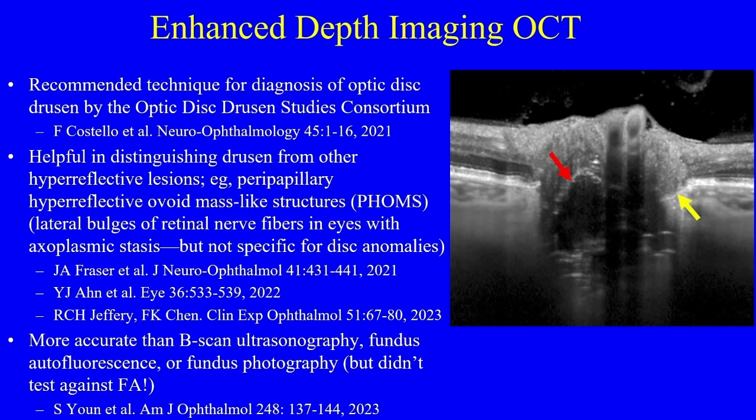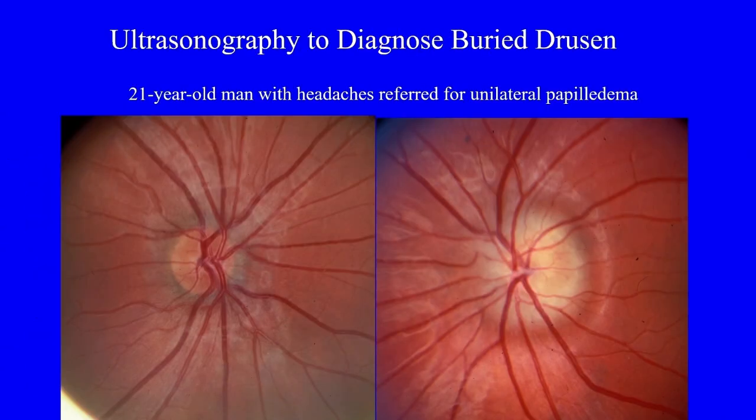EDI-OCT is really a great test for buried drusen. All of the studies of a large group that looks at drusen have shown that EDI-OCT really is very, very helpful. It's more accurate than ultrasonography, autofluorescence, etc. Although in one of the studies, they didn't test it against fluorescein angiography. So I don't know that necessarily it's the only thing. But if you have EDI-OCT and you have a population that may have optic disc drusen, this is a really good test to do. Ultrasonography can be used to diagnose it.